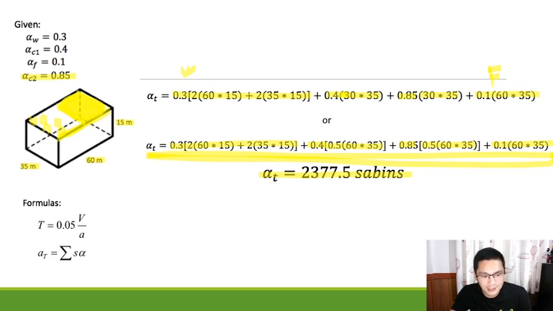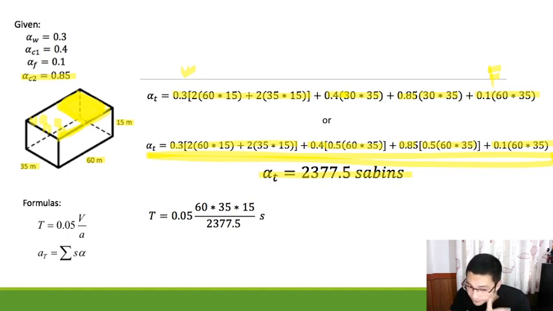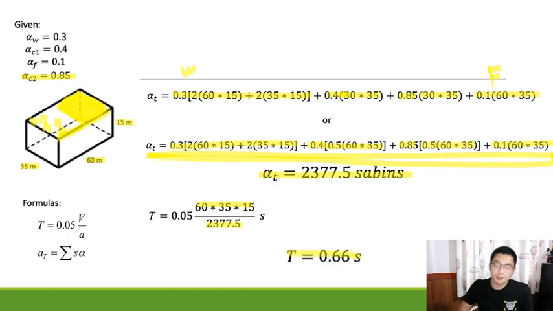Okay, pwede natin i-solve ulit yung reverberation time. Hindi naman mababago yung volume niyan, di ba? So, similar pa rin yung volume. So, we have 0.05 times the volume over our new total room absorption. Answer natin is 0.66 seconds. So, pasok na siya doon sa 0.5 to 0.7 na reverberation time natin. So, better na yung room natin. Ibig sabihin, gumanda na yung acoustics niya.